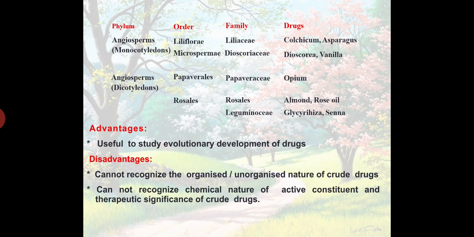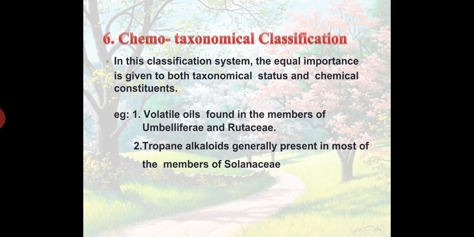Later, equal importance was given to both taxonomical status and chemical constituents in chemotaxonomical classification, as you can see in the examples. Volatile oils present in members of both Umbelliferae and Rutaceae, and tropane alkaloids in the members of Solanaceae.